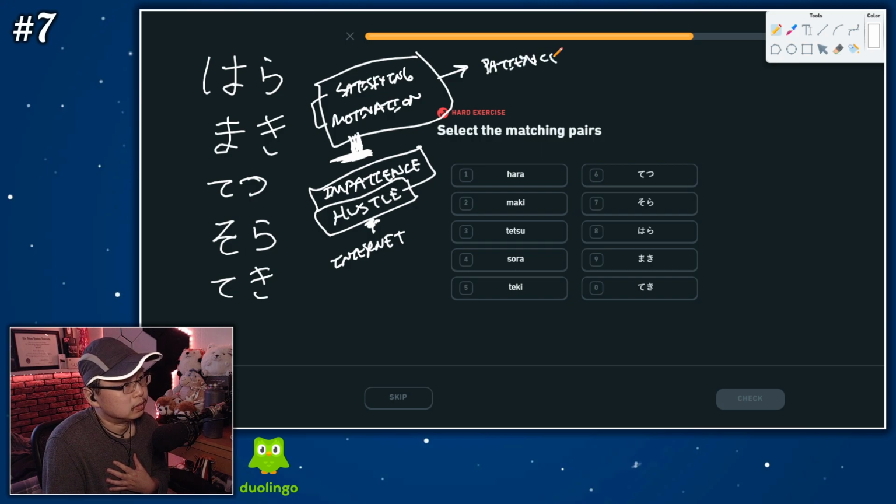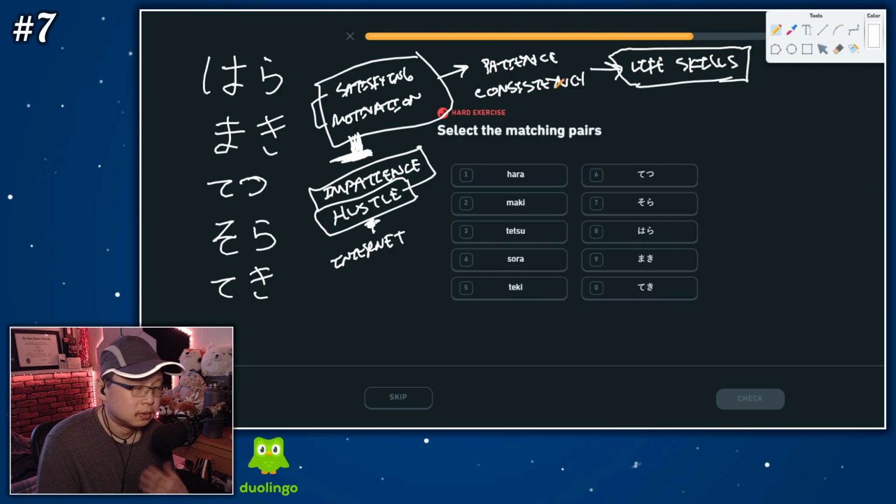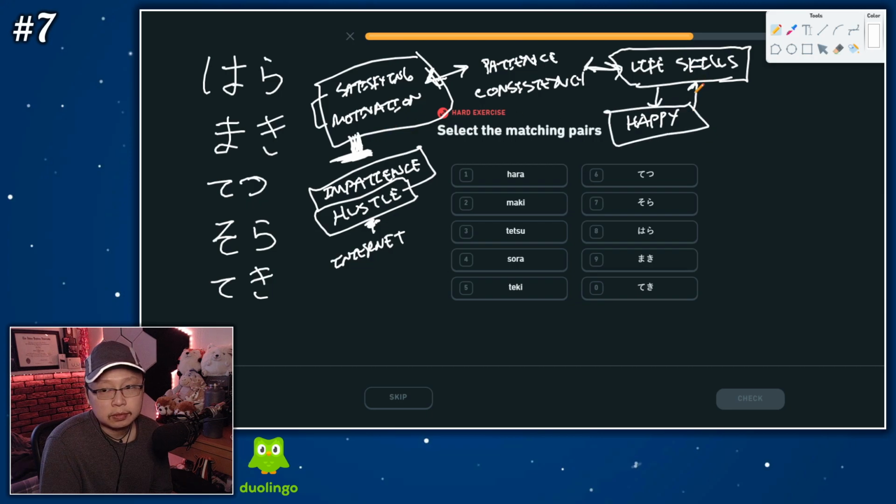And with patience comes consistency. These are the goals to life skills, in my opinion. Obviously, if you're not in the market to develop life skills, that's perfectly fine. If your life skills make you happy, then you don't require to develop patience or consistency, and you don't require to develop other techniques of satisfaction and motivation, because your life skills are already sufficient.